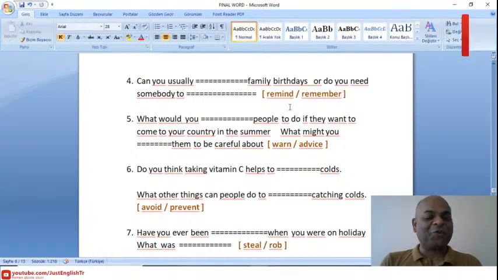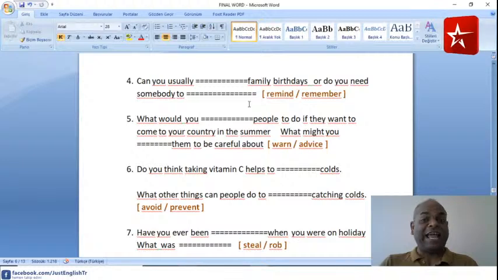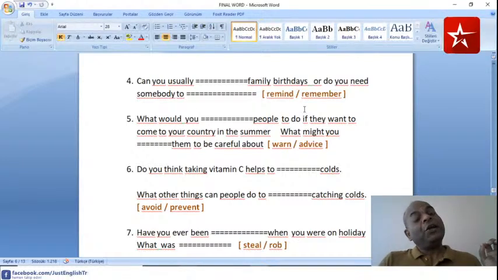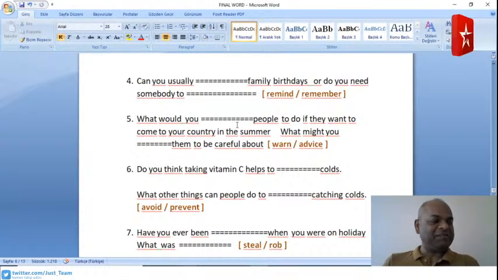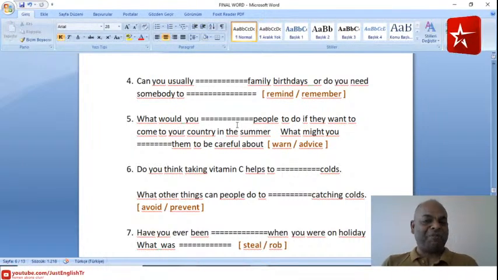We're doing number 4. Can you usually dash family birthdays, or do you need somebody to dash? In your bracket you got there remind and remember. Alright, we got the answer from Nijat, Fatima, Arkan says, can you usually remember family birthdays, or do you need somebody to remind? Now that's a right answer.